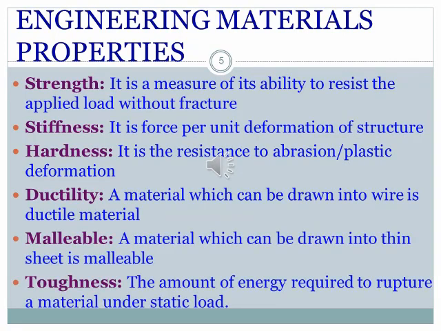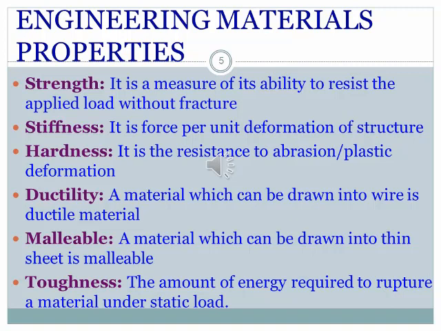Before we choose any engineering material, we have to understand what properties we are looking for in that particular material. There are basic properties that we look for in an engineering material. The first one is strength. It is the ability of the material to resist the load that is being applied. It should be able to carry the load without any failure or fracture. This is attributed to the property known as strength.